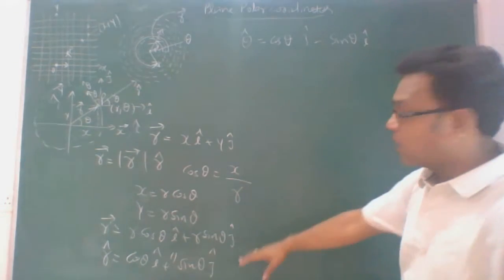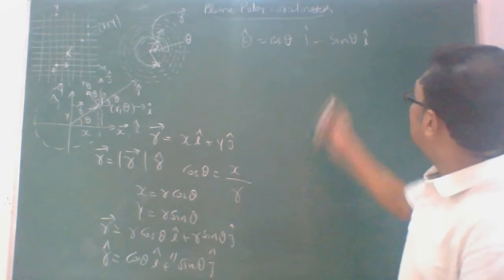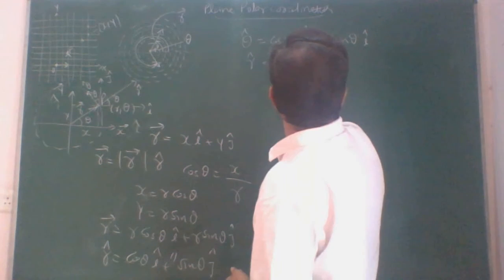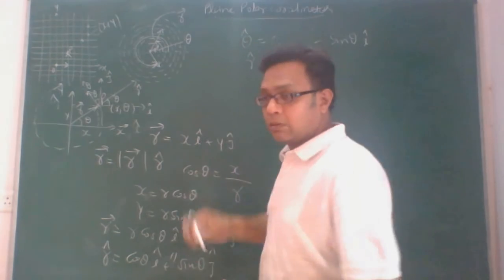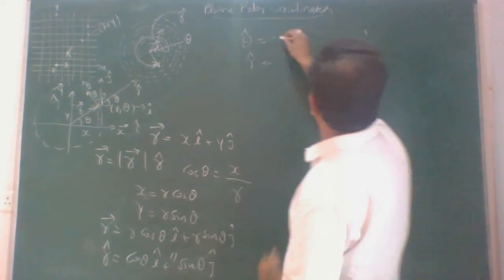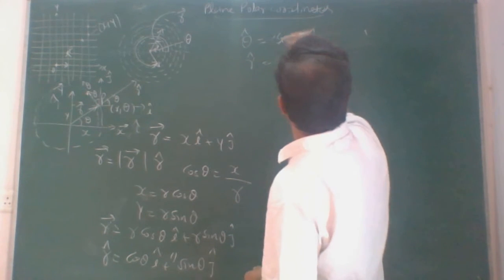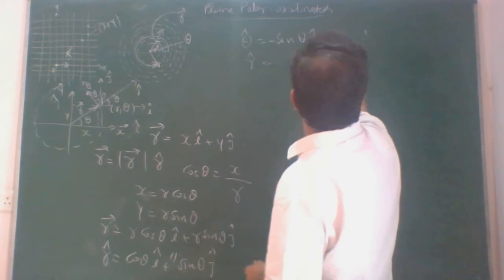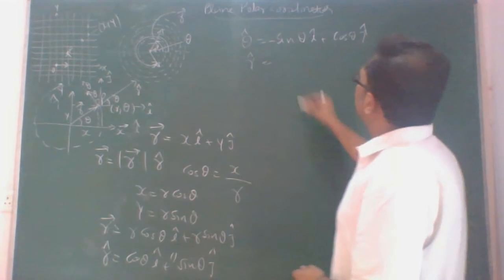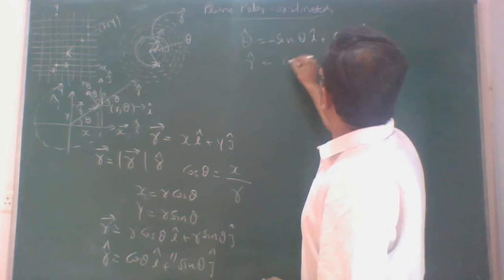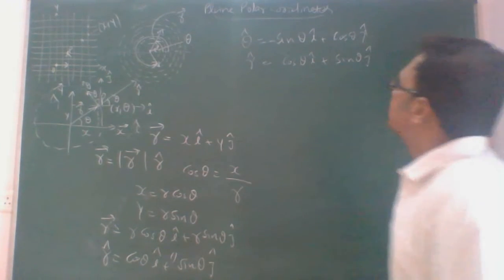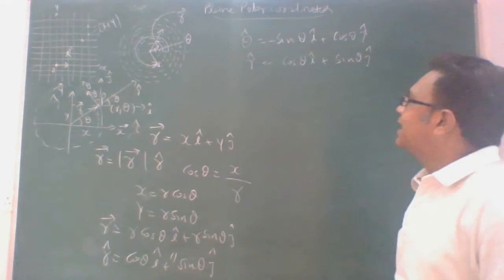So I have here now r cap and theta cap, both known to me. I would prefer to write it here because I will soon be using them in a new form. Let me write it here itself. Theta cap is minus sin theta i cap plus cos theta j cap. And here I have r cap is cos theta i cap plus sin theta j cap. So this is how I know the r cap and theta cap.